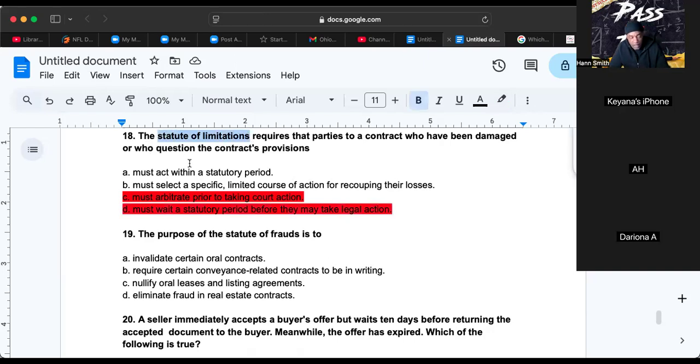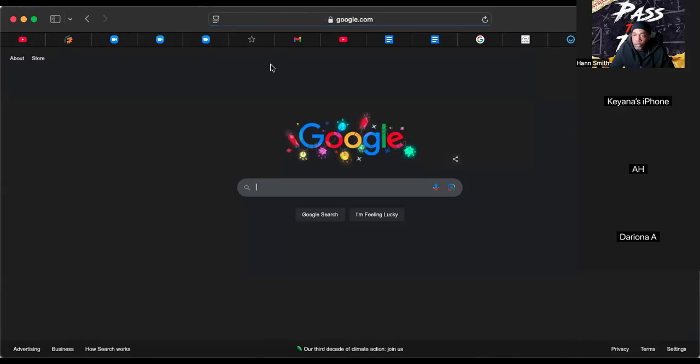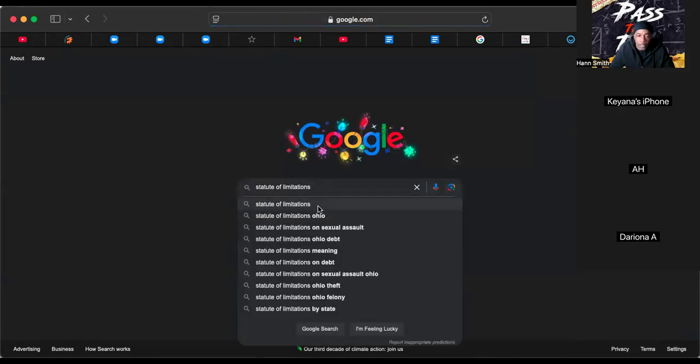It's gonna be A. That's a time. You ever heard of the statute of limitations for crimes is 7 years or 20 years, or there's no statute of limitations for murder? So let's act within the statutory period, but let's just Google what the definition of statute of limitations is. And this is what you do when you get a question you haven't covered: you just Google it.